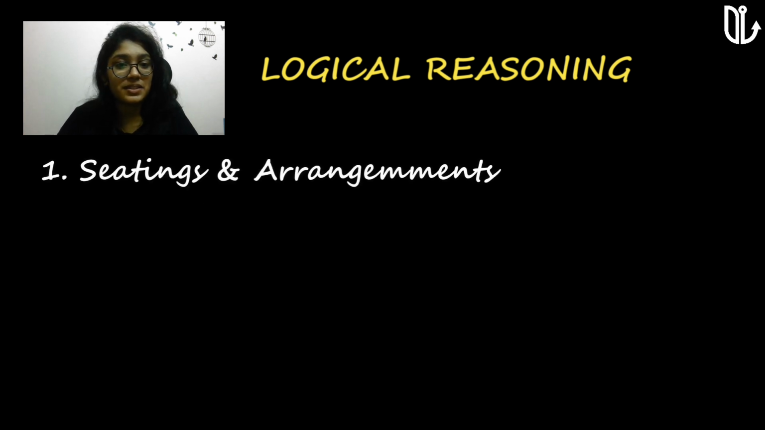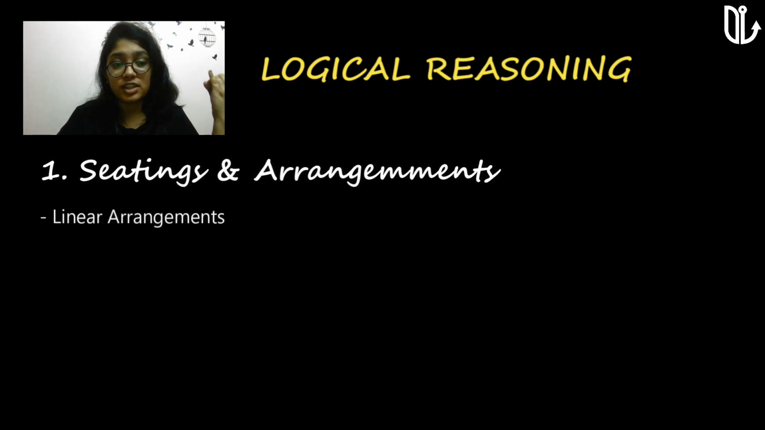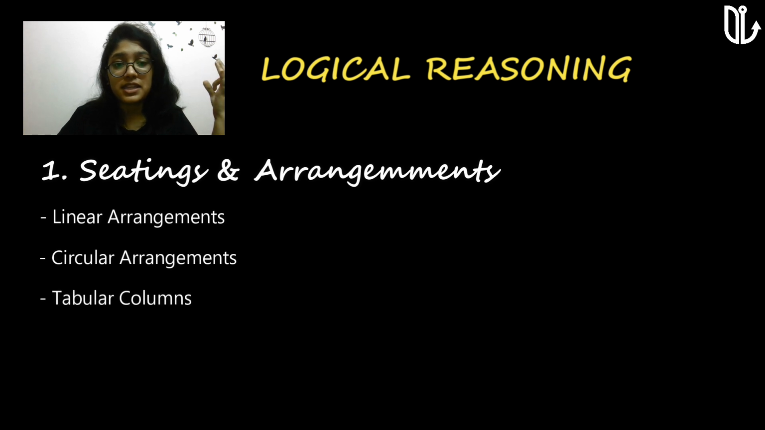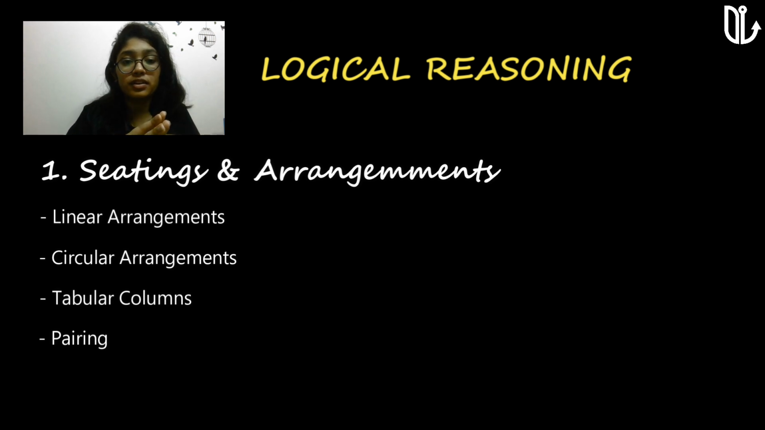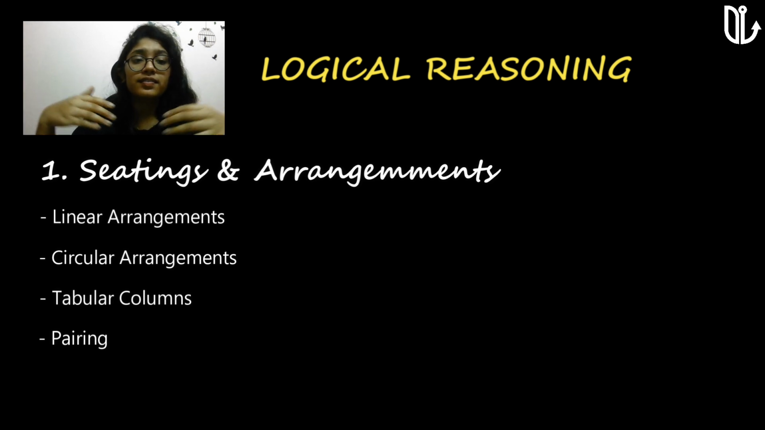Starting with seatings and arrangements. Seatings and arrangements are the type of questions which include linear arrangements, circular arrangements, tabular columns, and pairing. When it comes to linear and circular arrangements, you'll be given a group of people, and you will have to arrange them accordingly. And you will be asked 3 to 4 sub questions, where you will be asked who sits next to whom, who is between these two, or who is at the start, or who is at the end. When we speak about tabular columns, you'll be given a tabular column which will be half filled, and you'll be given 6 to 7 sentences which will help you fill the other columns.